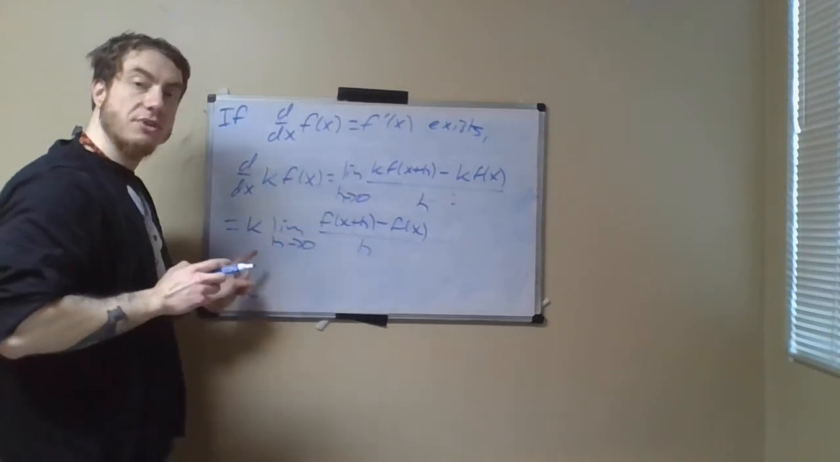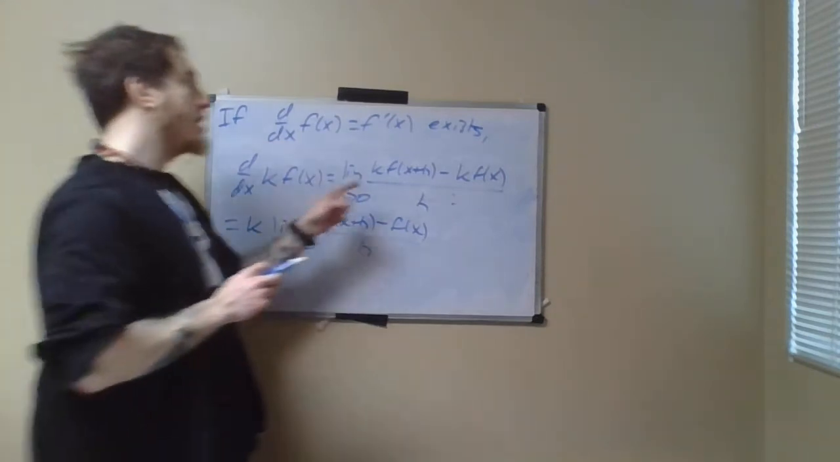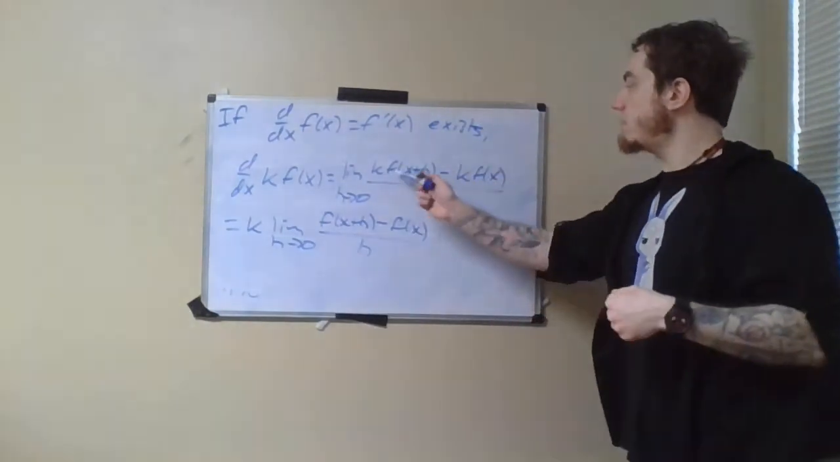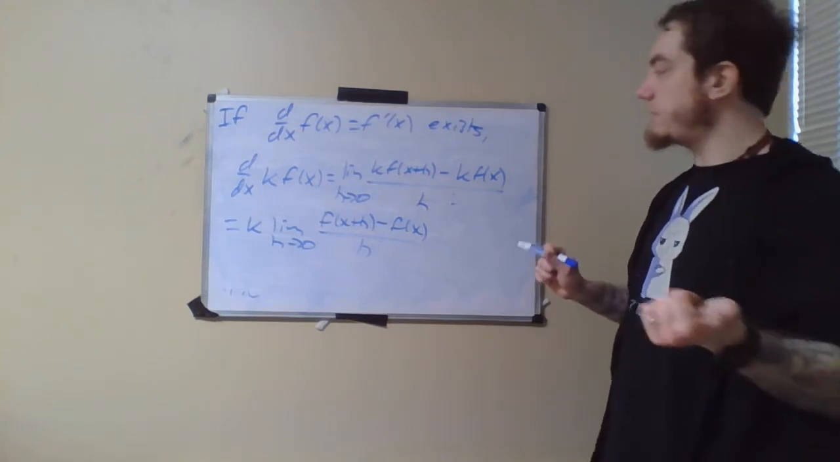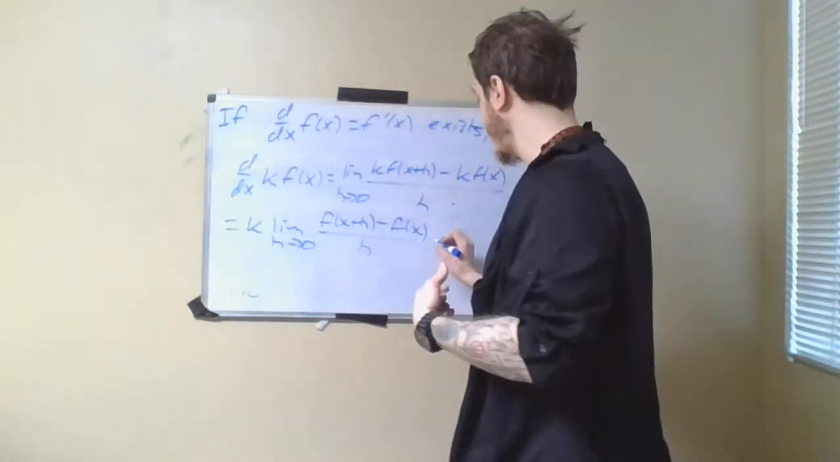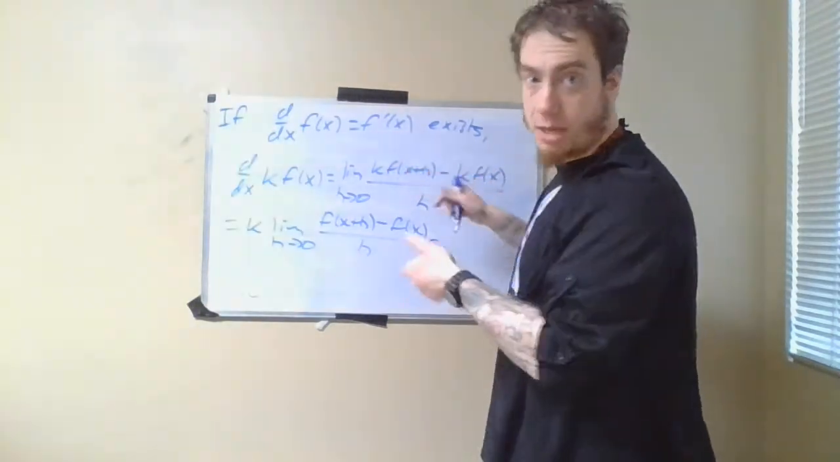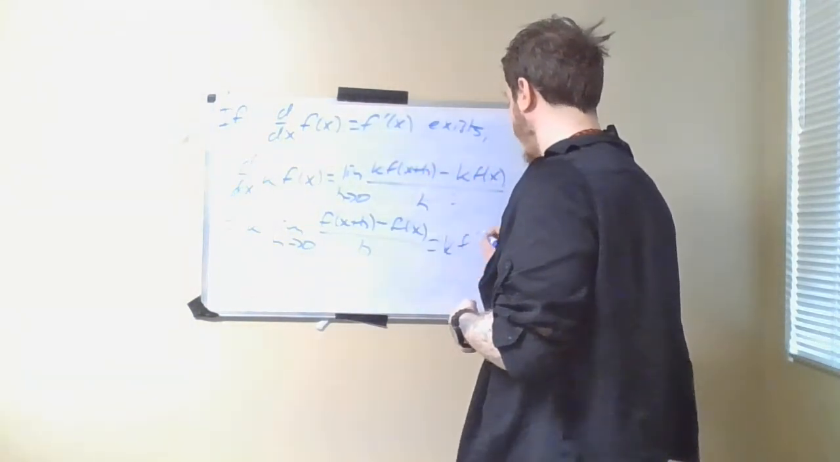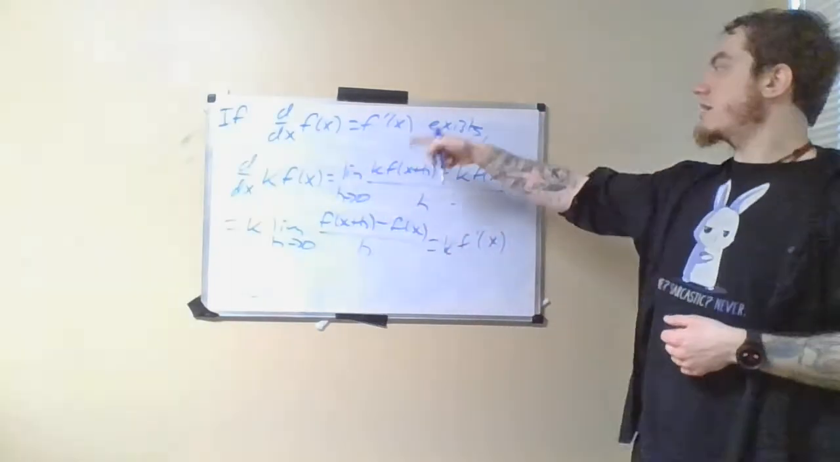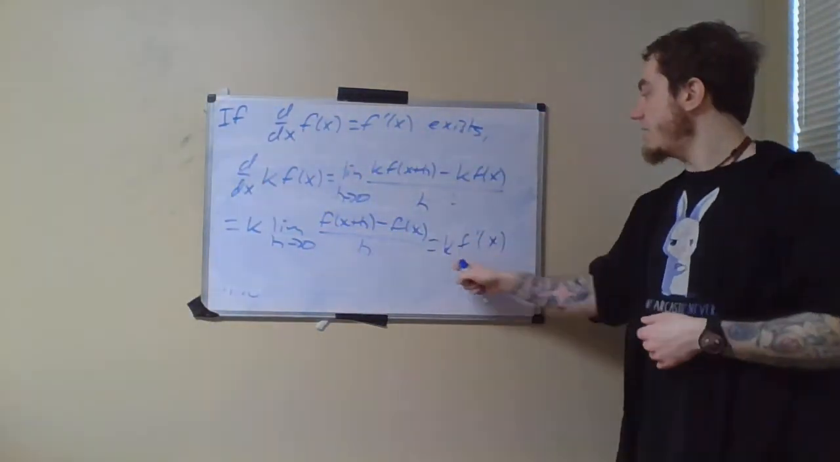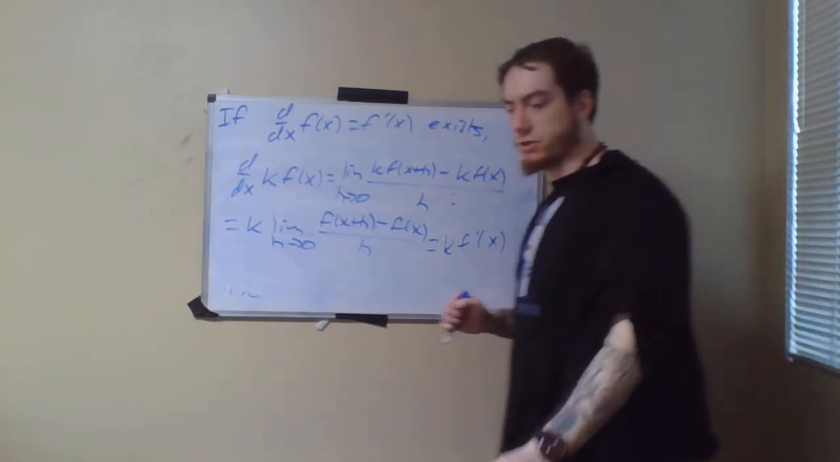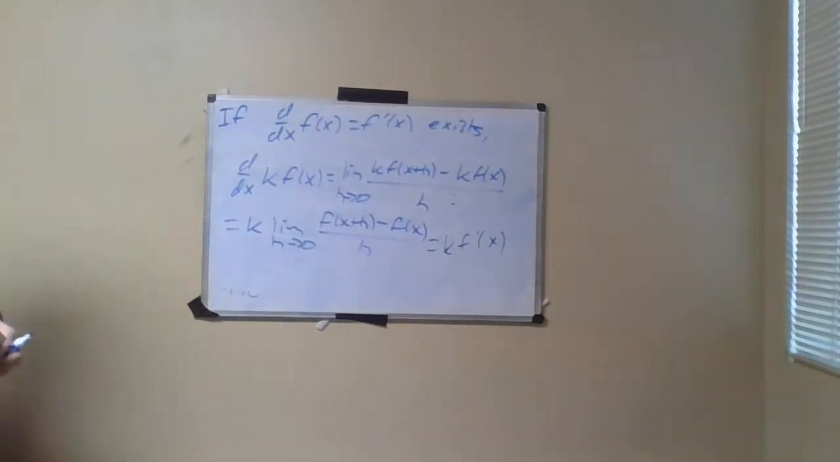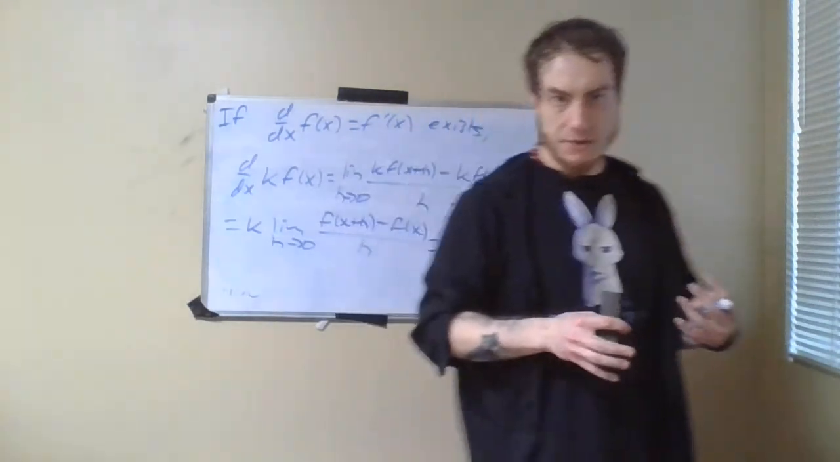I can bring the k outside the limit because that is one of our limit laws. If there's a constant multiplying the entire thing inside the limit, then I can bring it outside of the limit, as long as that limit exists, which in this case it does, because this limit is literally just f prime of x. So the derivative of a constant times f of x is the constant times f prime of x. It's a very interesting result. So it tells us we can bring constant factors outside of our derivatives.